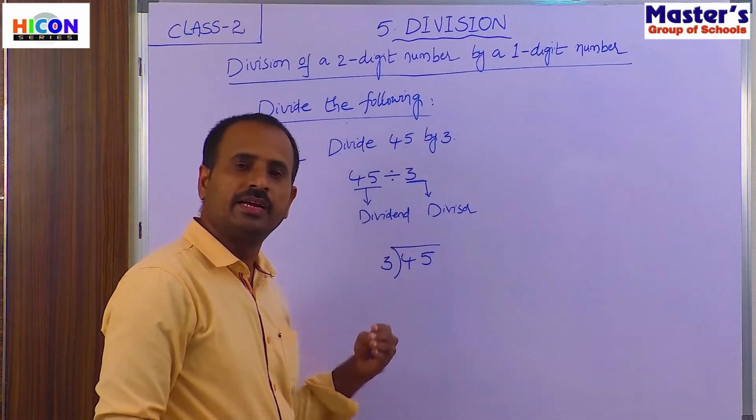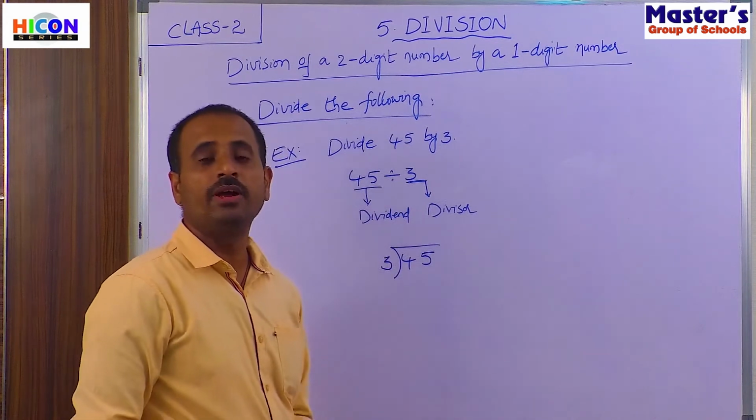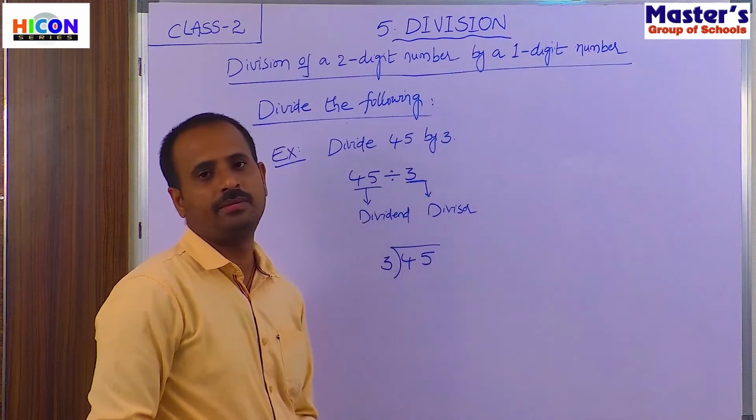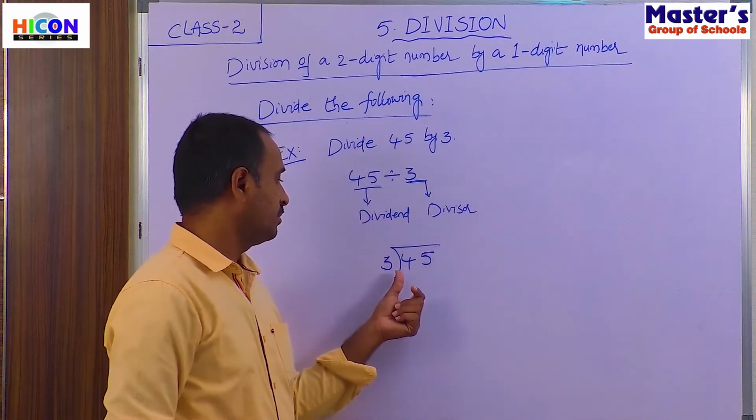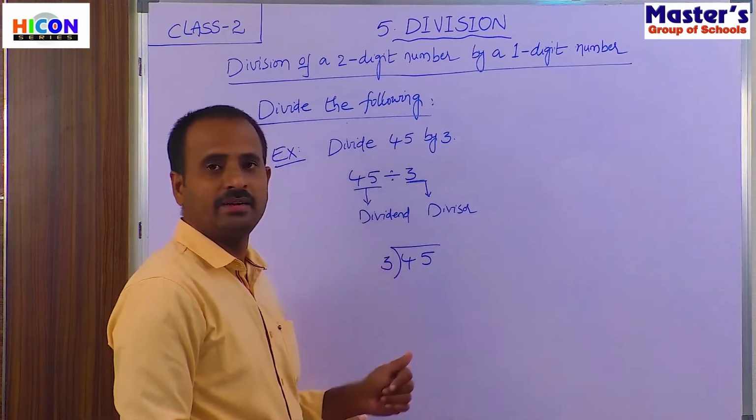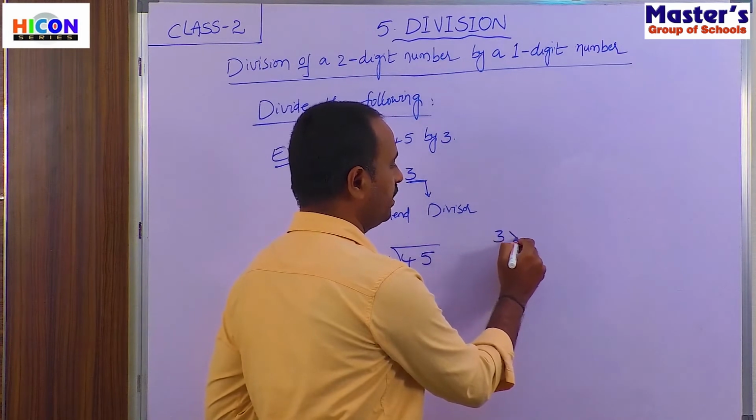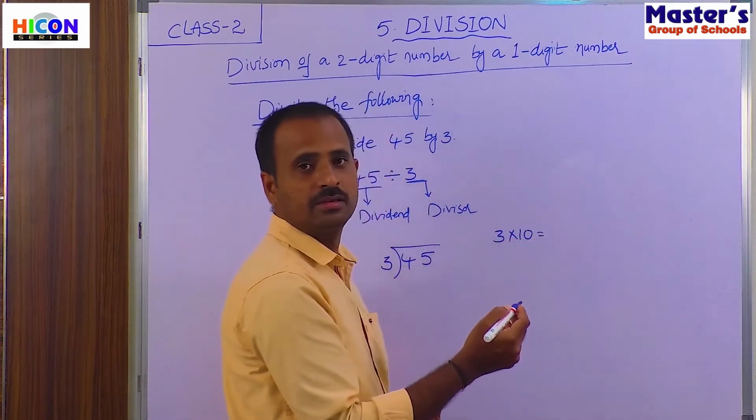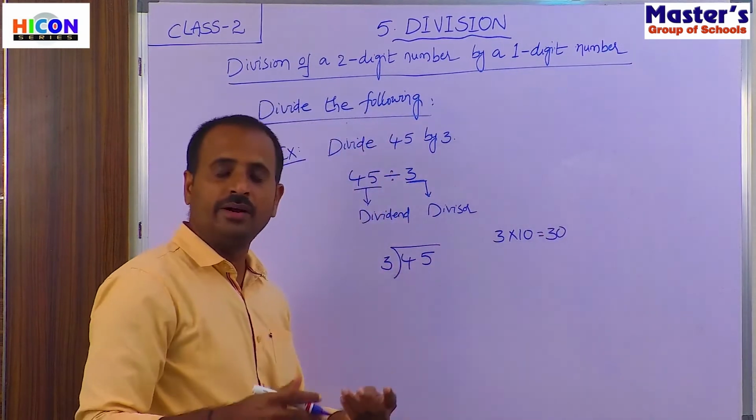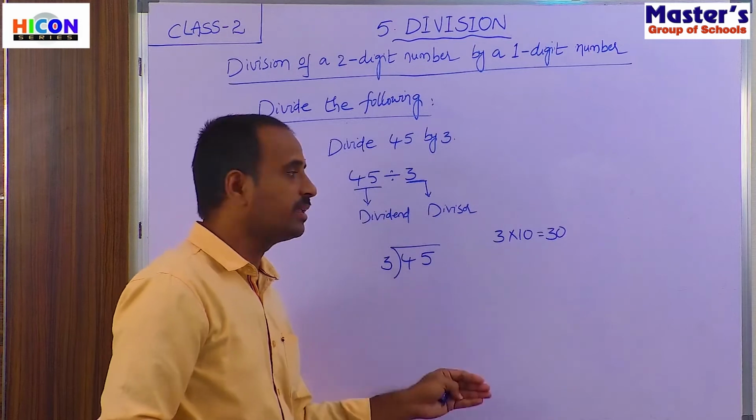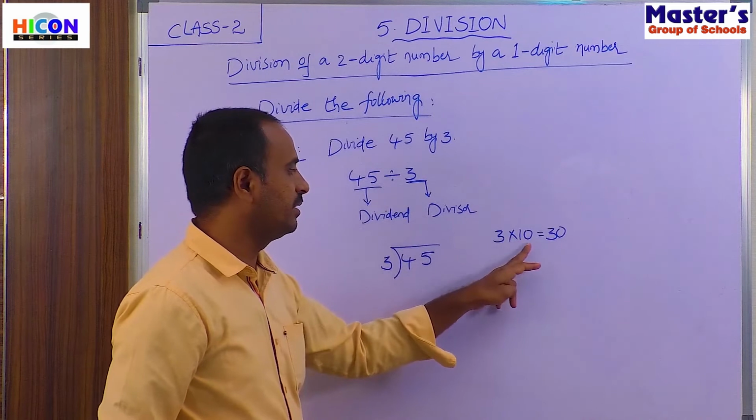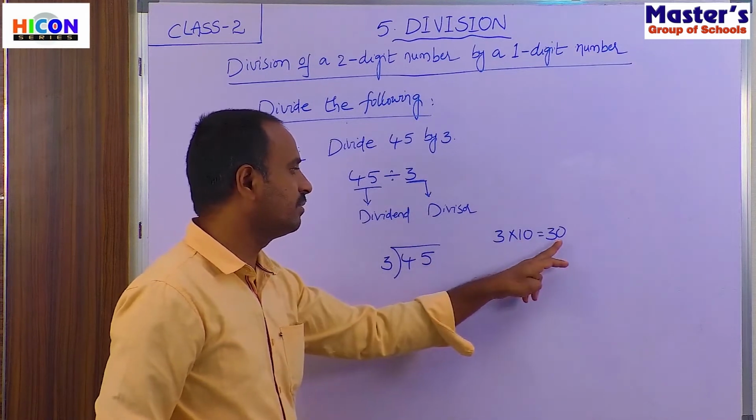So children, now continue the division. How do we have to continue? Here what is the dividend given? The dividend is 45. And we have learned all the tables up to 10 times only. What is 10 times 3? If you take 10 times 3, that is 3 tens are 30. But the given dividend is 45, and it is more than 10 times 3, that is, more than 30.